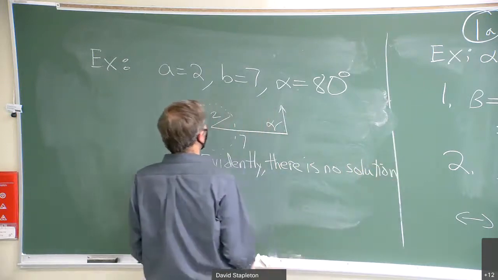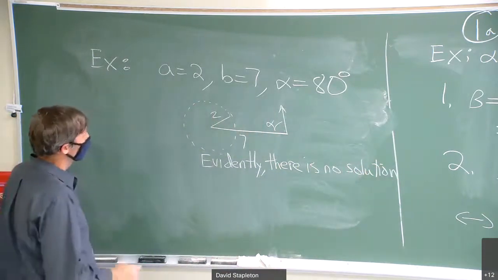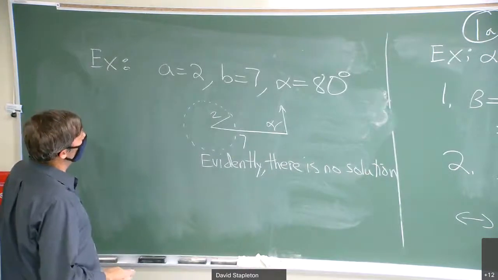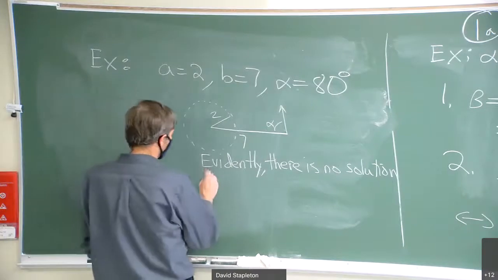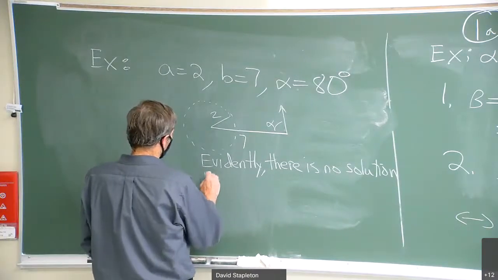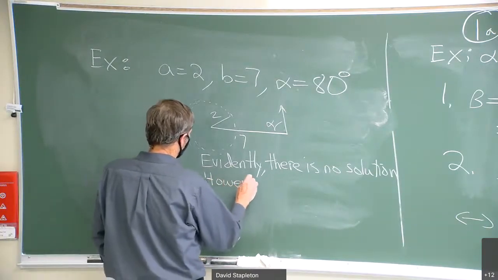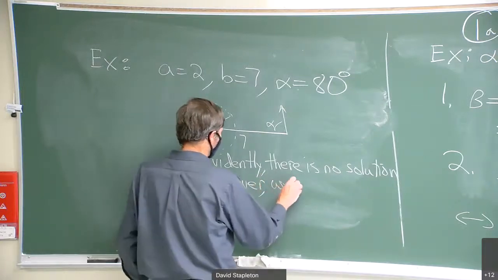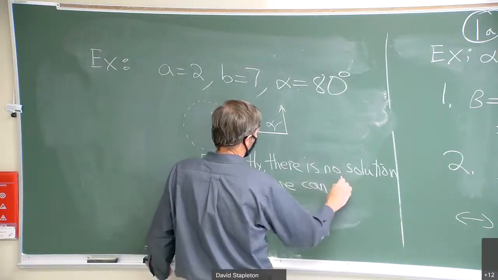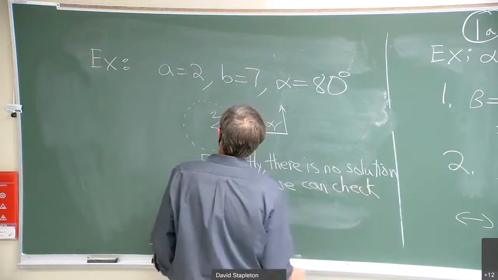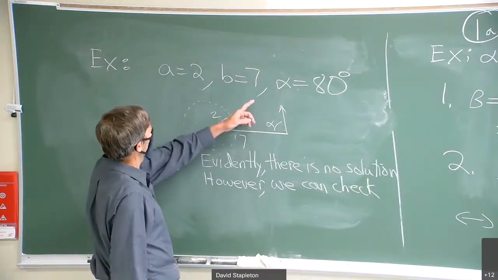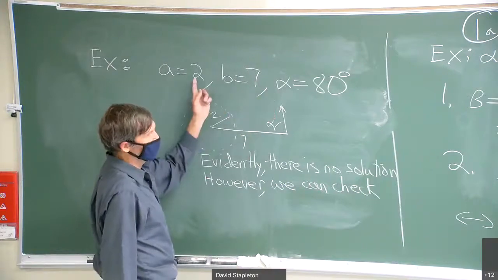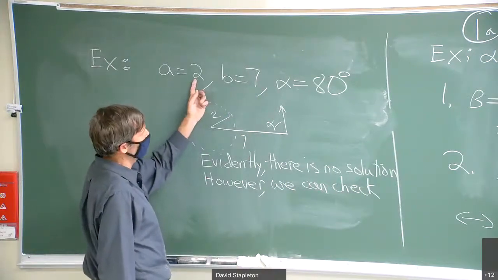If you don't figure that out by looking at it, then you can do the following procedure and prove it, right? However, we can check. Make it rigorous, right? According to the law of sines, I want to take, and by the way, I don't have two angles, so I can't do the sum of angles theorem first, right?